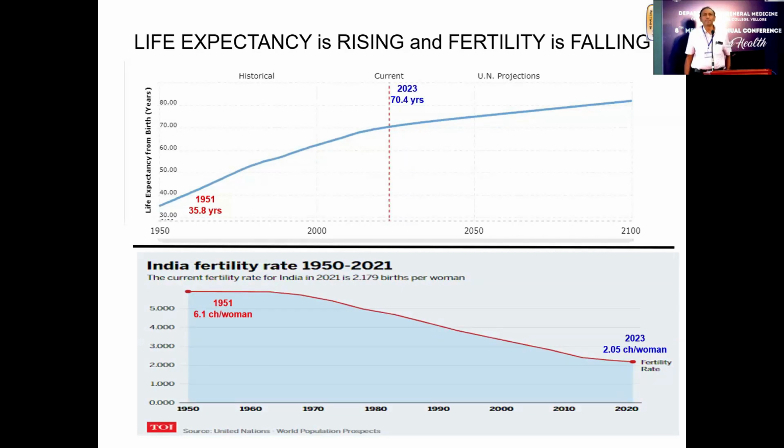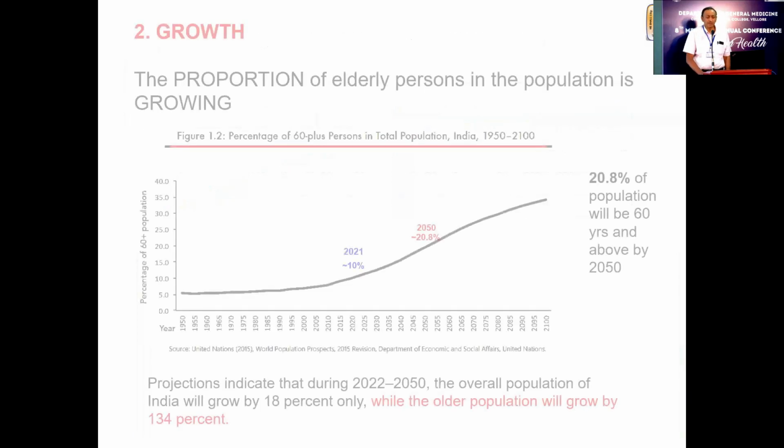These graphs show you this, which in the morning even Ritupriya showed us, the life expectancy and what is happening to it in India. In the 1950s, our life expectancy at birth was a mere 35 years. Today, it is almost 70 years and is projected to rise. And the total fertility rate, the number of children a woman will have in her lifetime, has dropped from 6 in the 1950s to 2.05 now. So due to these demographic phenomena, the proportion of elders in our population is rising.